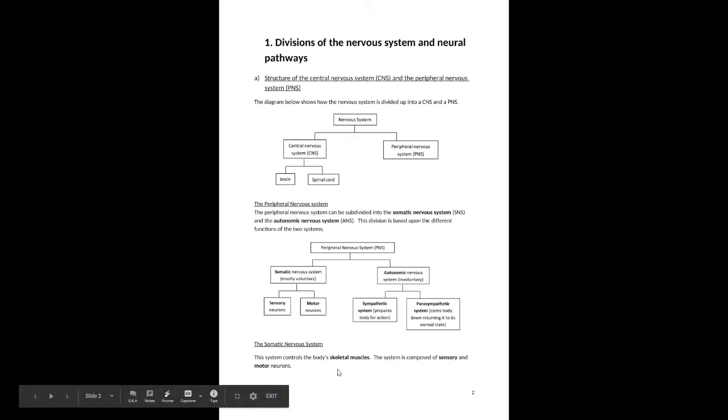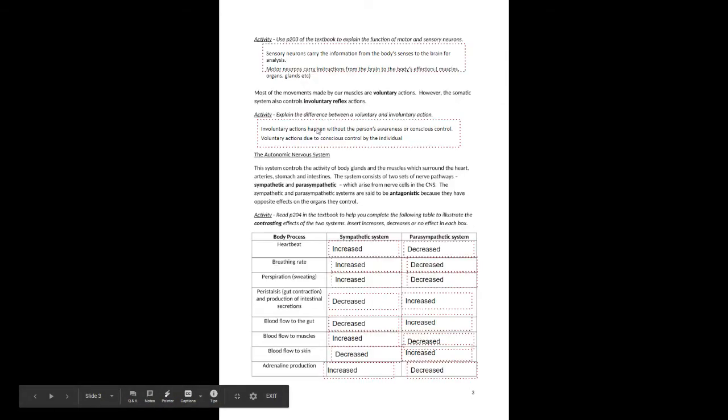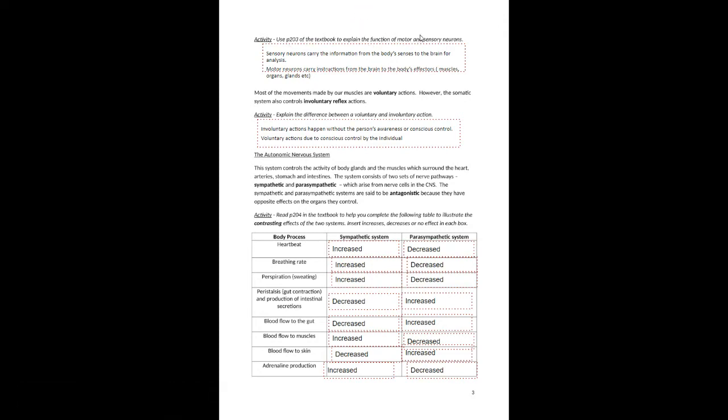So the somatic, we've just talked about, controls the body's skeletal muscles. It's composed of sensory and motor. So using page 203 in the textbook, we've explained the function of the motor and sensory neurons. The sensory is carrying the information from the body's senses to the brain, and the motor is carrying instructions from the brain to the body. Most of the movements made are voluntary, however, as we've stated, involuntary reflex actions are also included.